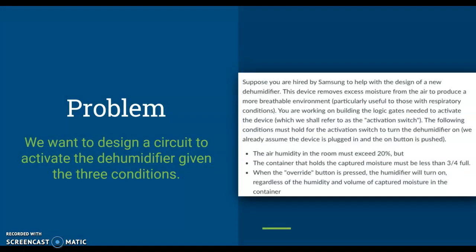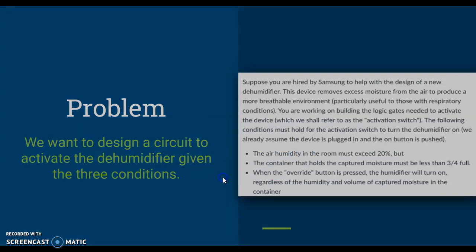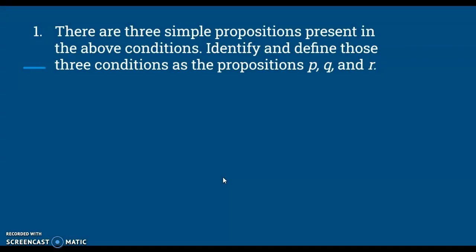This week, in Logic is Not Dry, we were challenged to create a circuit which would activate a dehumidifier given three conditions. One was that the air humidity in the room must exceed 20%, but also the container that holds the captured moisture must be less than 3/4 full. Likewise, when an override button is pressed, the dehumidifier will turn on regardless.